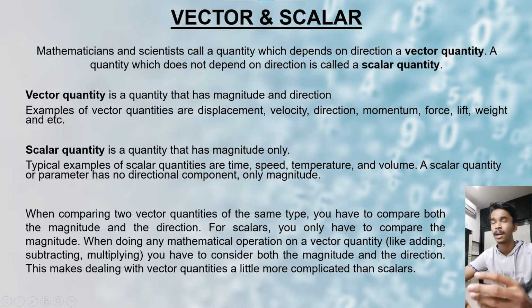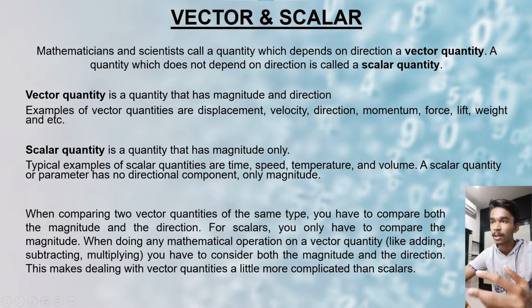Vector quantity is a quantity that has both magnitude and direction. Examples of vector quantities are displacement, velocity, direction, momentum, force, lift, weight, and etc. Scalar quantity is a quantity that has magnitude only. Typical examples of scalar quantities are time, speed, temperature, and volume. A scalar quantity or parameter has no directional component but only magnitude.